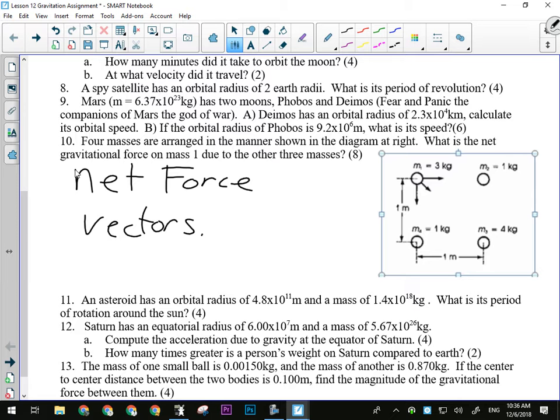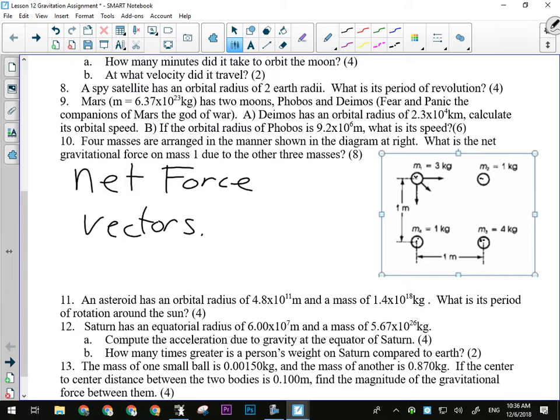Now, the other thing I need to point out to you, they give you the dimensions of the diagram here. From this mass to this mass is 1 meter. From this mass to this mass is 1 meter. This mass to this mass, 1 meter. This mass to this mass is 1 meter. How far is it from this mass to this mass? Yeah, it's not 1 meter.